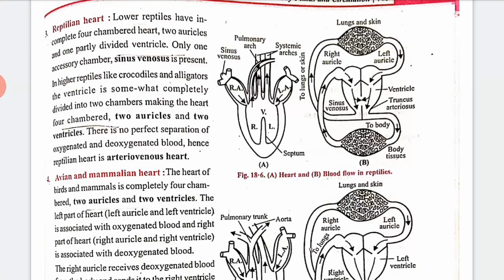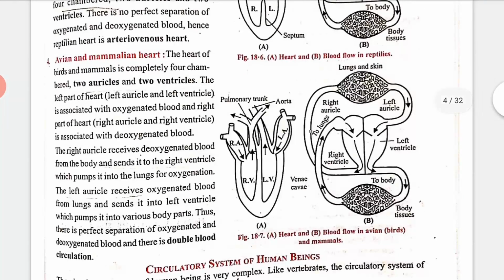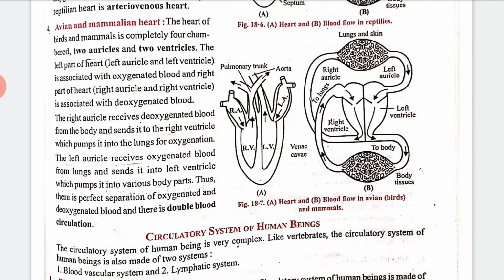Clear? Now, last we have the avian and mammalian heart. So the heart of birds and mammals is completely 4-chambered, that is 2 auricles and 2 ventricles. The left part of the heart, that is left auricle and left ventricle, is associated with oxygenated blood, and the right part of the heart, that is right auricle and right ventricle, is associated with deoxygenated blood. On the basis of this, the right auricle receives deoxygenated blood from the body and sends it to the right ventricle, which pumps it into the lungs for oxygenation.